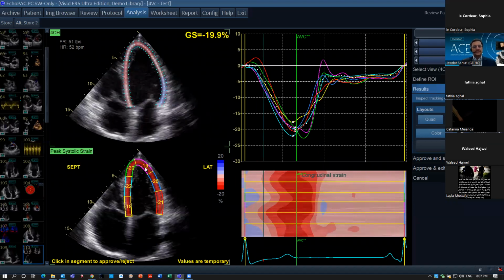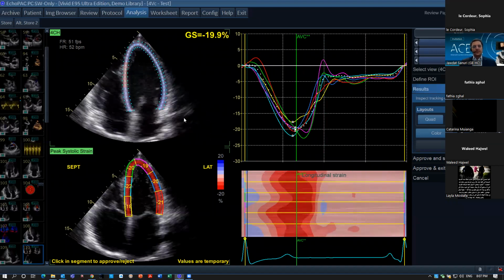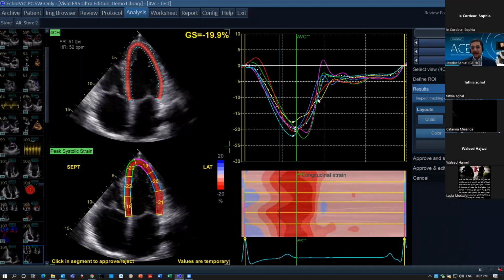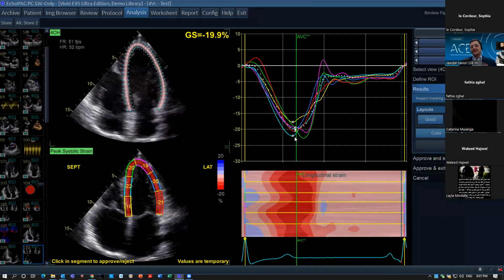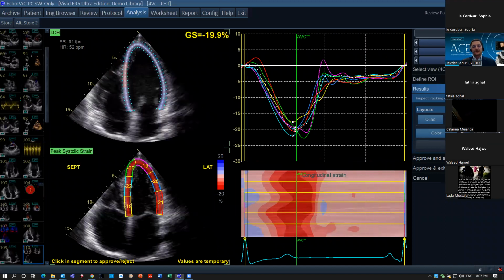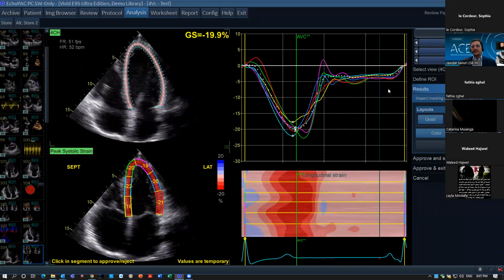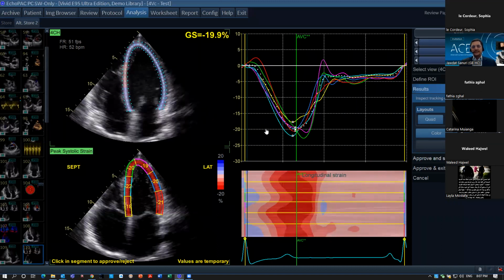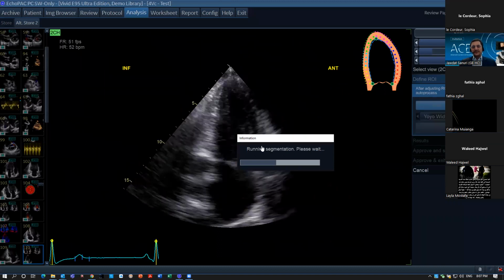You can see here, this is the longitudinal strain curve for all 6 segments. You can see the strain is timed perfectly for all the segments, and the peak strain is more or less the same, around 20. So we can go approve and select next to the 2-chamber. Then we will see the 2-chamber. Here's the ROI suggested. Here's the actual one drawn, and I don't think it is that curved.